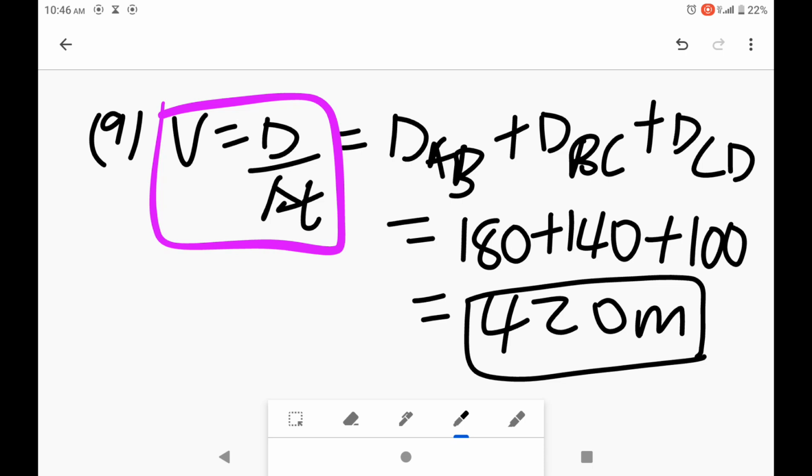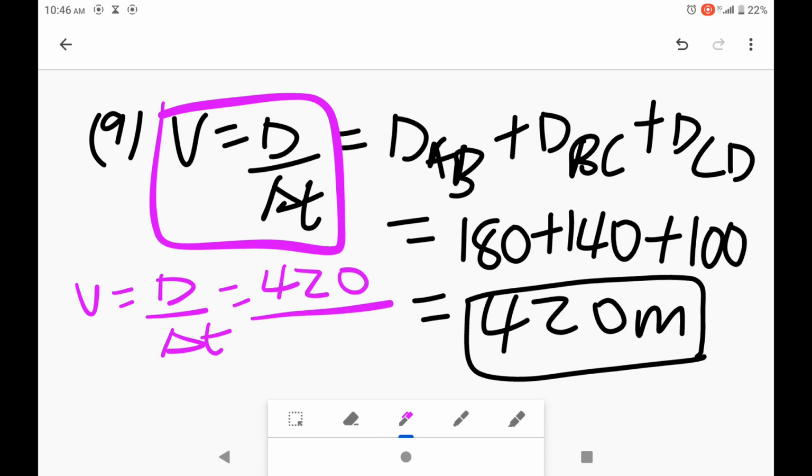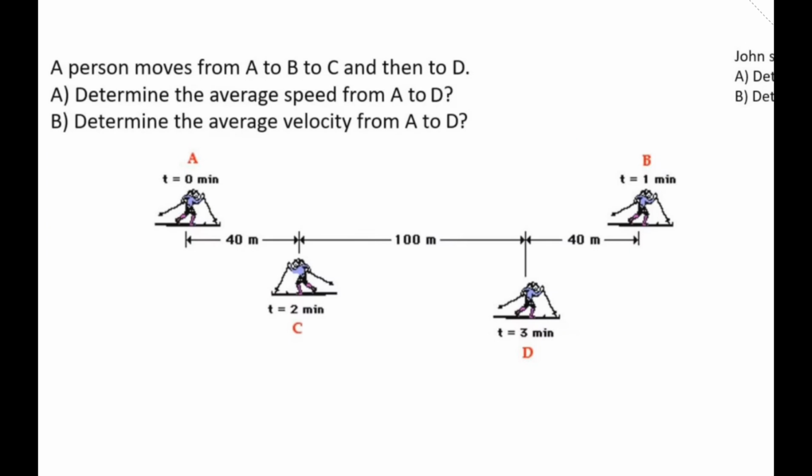Total distance, right? So when we go back to the formula, V equals total distance divided by change in time, we have 420 meters divided by, what is time? If we check the scenario again, this person is moving from A to B to C and then to D, so it is moving from A to D when it comes to time. Look at the time from A to D. It's 3 minutes, right? Time at A is 0 minutes, at D is 3 minutes.